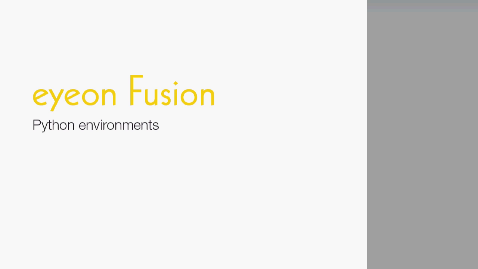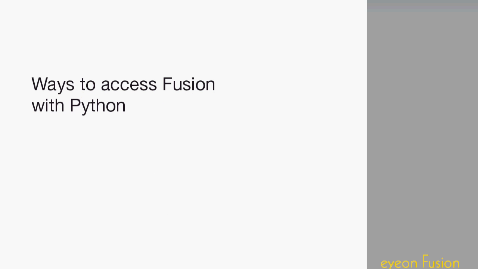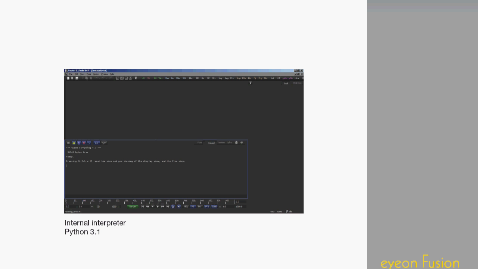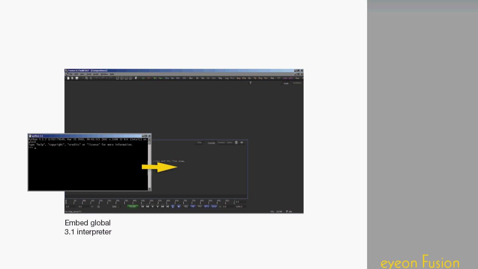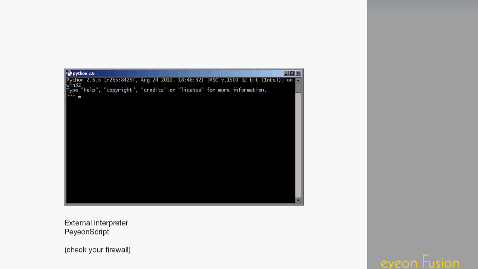Hello, my name is Blazej Floch and today we'll see how to set up Python environments to work with Ion Fusion. So what are the ways to access Fusion with Python? The first way is to use the internal interpreter which is embedded in Fusion 6.1. A second method would be to embed a global 3.1 Python installation inside of Fusion. And the third method would be to use an external Python interpreter and connect with PyOnScript to Fusion. Let's take a look at the differences of these methods.